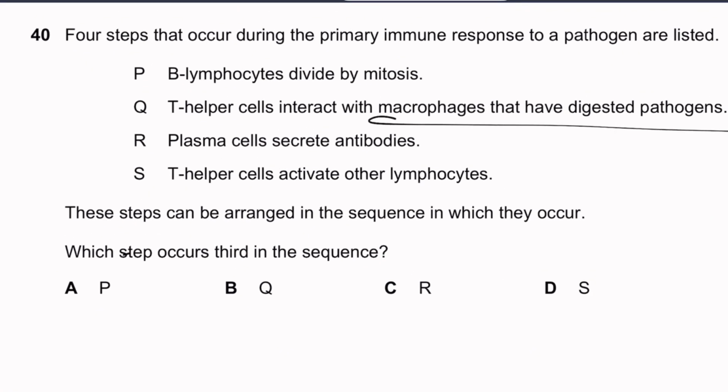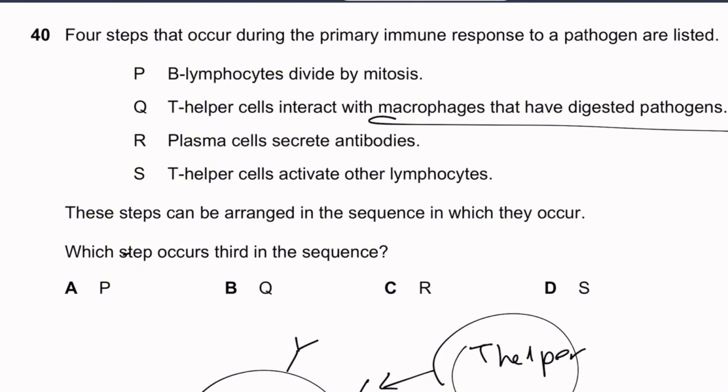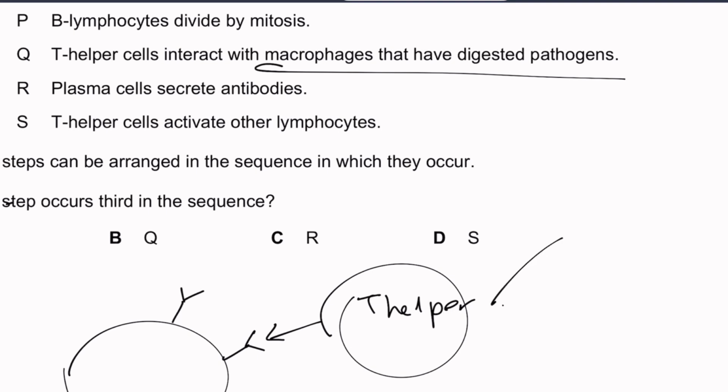Antigen presentation. Yes, macrophages are going to digest pathogens, and once the pathogens enter, the macrophages are going to present some of the antigens of the pathogen. Once that happens, T helper cells recognize these antigens. When they recognize these antigens, they are stimulated, and this results in their clonal selection, followed by dividing, clonal expansion, and then they start to alert everyone else. So Q is step number 1.